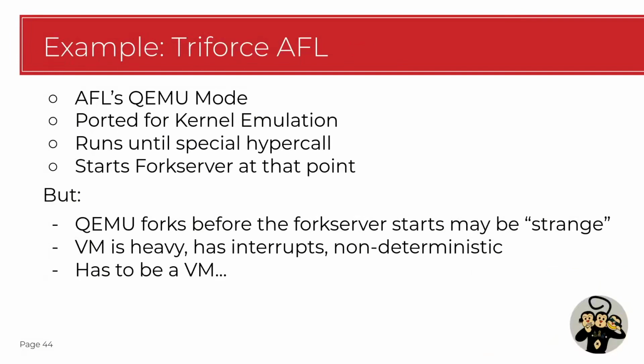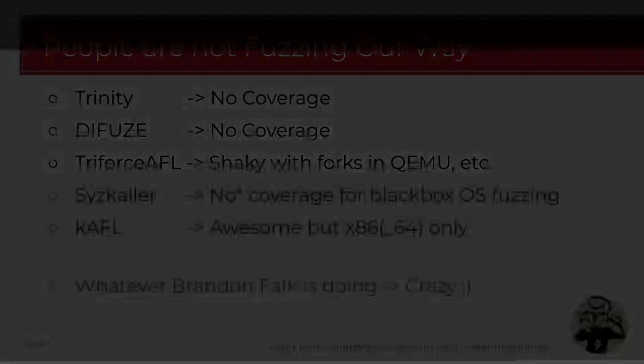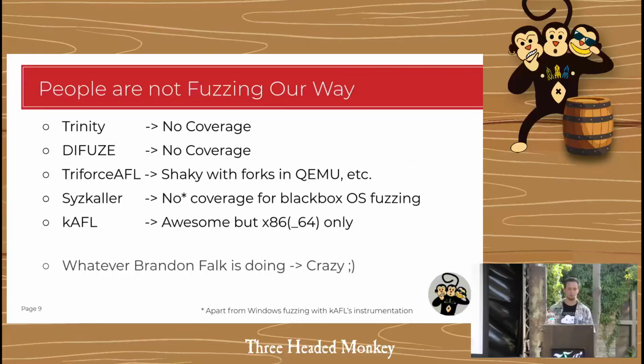But, for example, TriforceAFL, which is a fuzzer for kernels, is using QEMU to emulate. It's really shaky. If you tried it out, and something forked first, like QEMU is an emulator, it emulates the kernel and so on and so forth. If something already had forked at this stage, then it would be weird, and you would be really hard pressed to find the same bug again. And sadly, nobody really cares about the project anymore. The other ones have different problems.